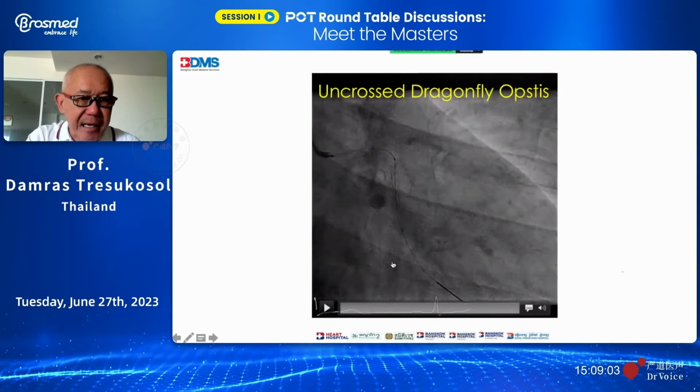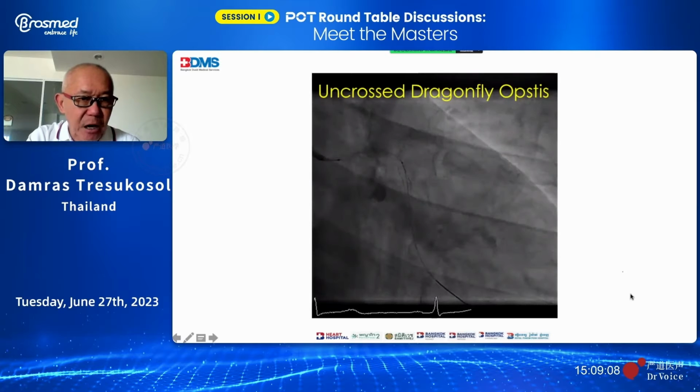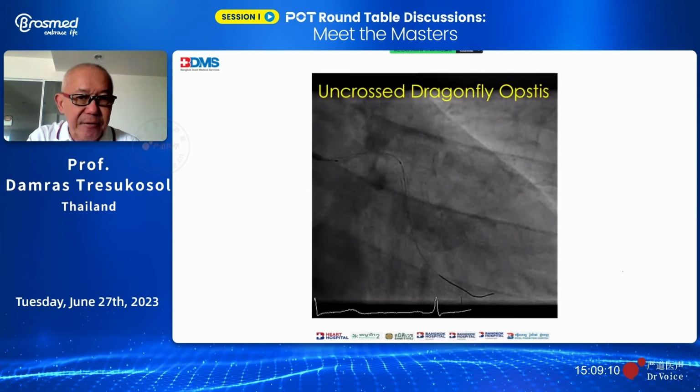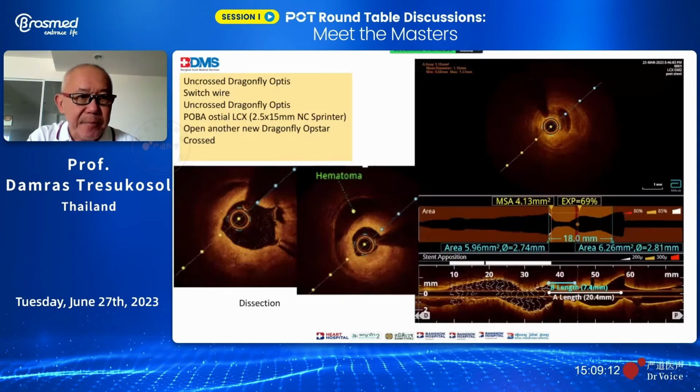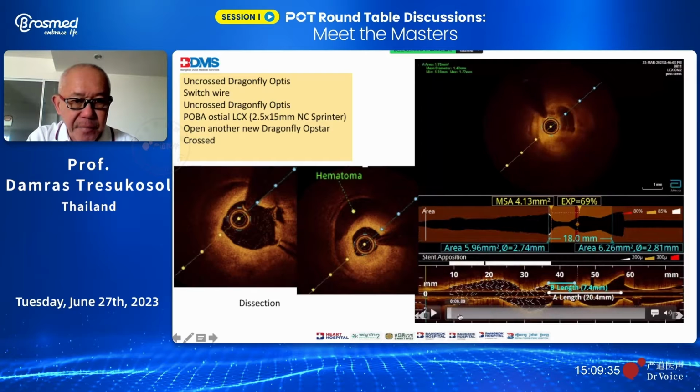And then after that, we cannot cross with Dragonfly. We cannot cross the stent on the circumflex. So we don't know why. So we do more. We switch wire and cross. We do more balloon with the 2.5 by 15 at the ostial circumflex. And we open another new Dragonfly OpStar. First, we used OptisCould not cross. We change to OpStar, and then we cross. So this is the OCT of the findings.